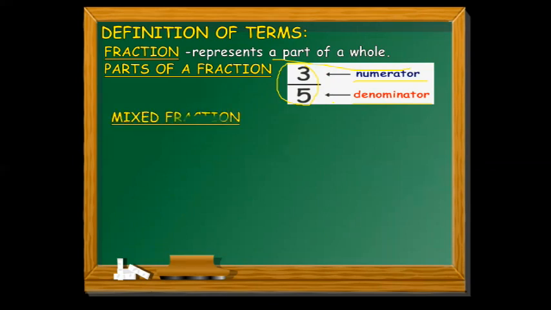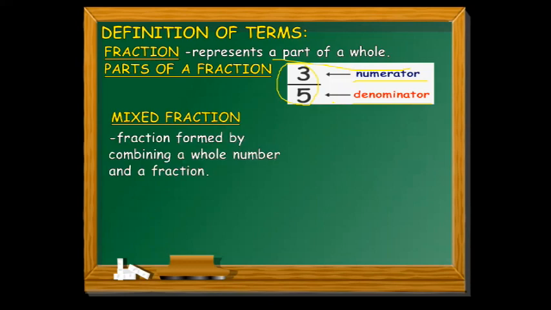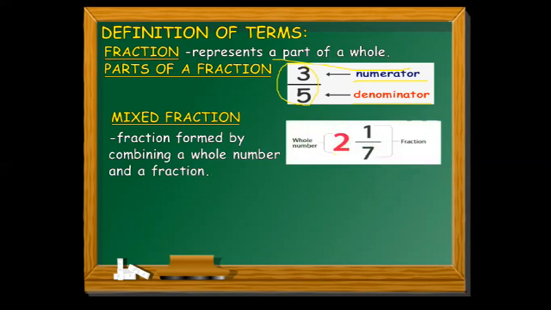And then we have what we call mixed fraction. A mixed fraction is formed by combining a whole number and a fraction. Okay? So meron siyang, ibig sabihin 3 number siya, meron siyang whole number, ito yon, at meron siyang fraction with numerator and denominator. Okay?